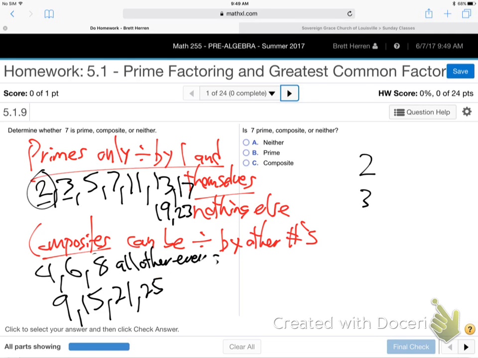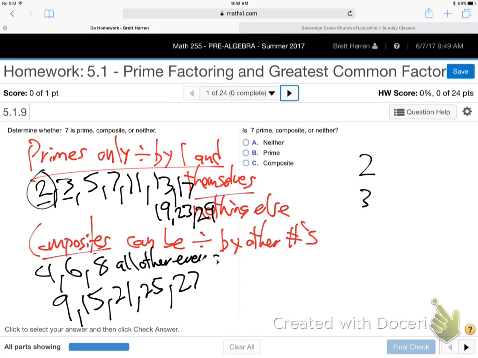27. Prime. Oh, he can be made, 3 times 9. 27 is 3 times 9. Yeah. 29. Prime. And on we could go.